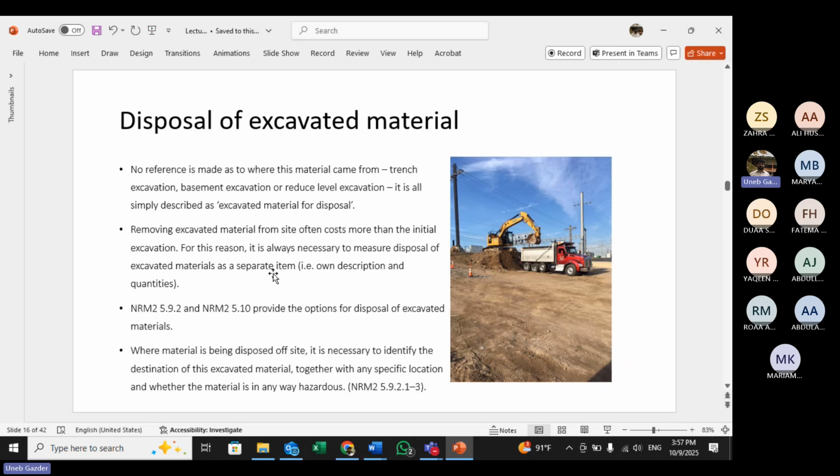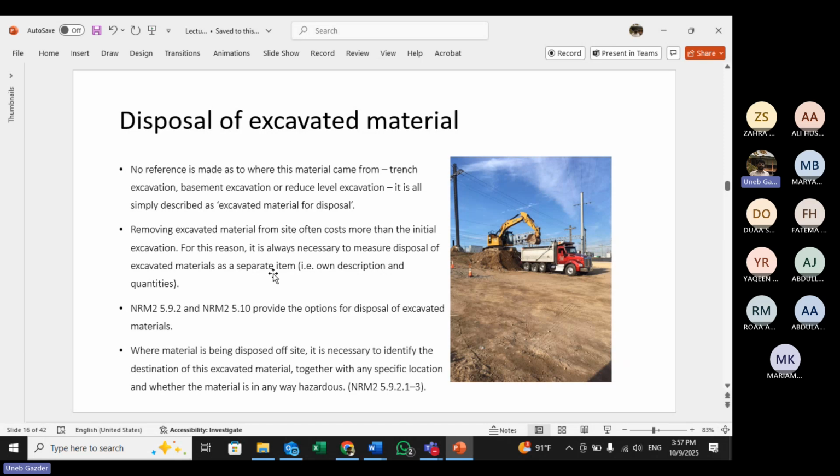So if you have to dispose of it somewhere else, it could be after 10 kilometers, 15 kilometers. You have to bring the truck and they will load the material and take it there. And even then, for your information, you cannot dispose the material wherever you want, however you want. It's not like, okay, this place is empty, just dump the material over here. It doesn't work like this.